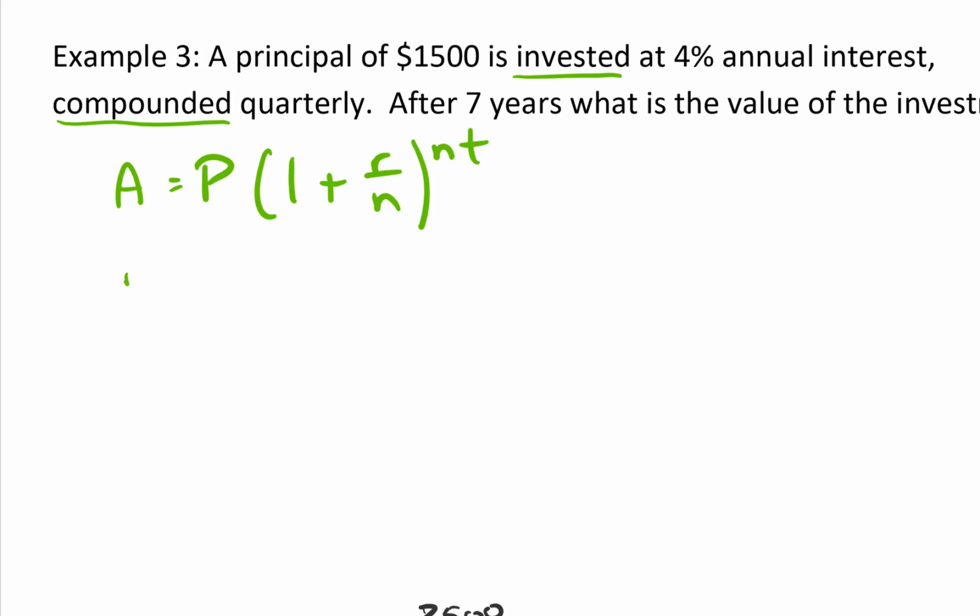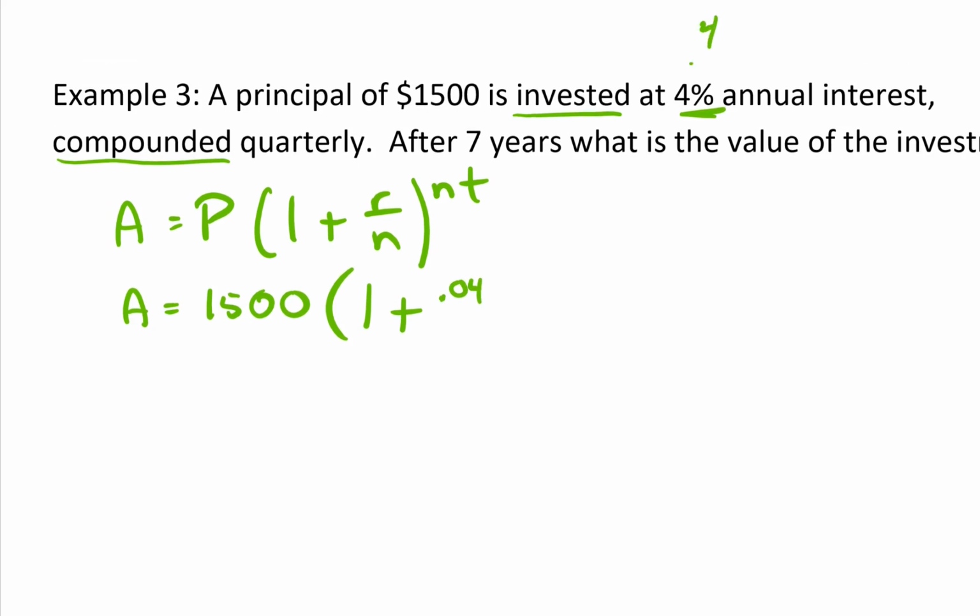Okay, so what are we looking for here? It says the principal, that's P, 1500, that's invested, and it says the rate is 4%. So I'm going to put 0.04, right? Because 4% means 4 out of 100. That's how I get 0.04. And then it says compounded quarterly. That means there are 4 compound periods. So that's what N is.